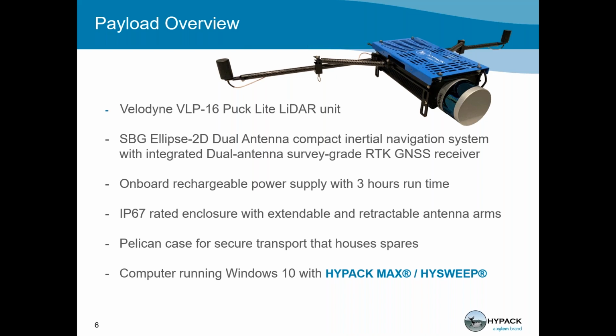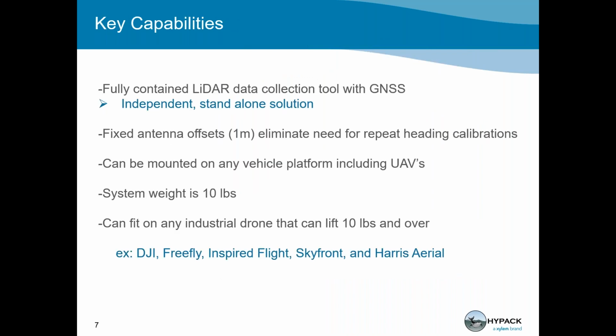As you can see, there are also antenna arms attached to the side of the unit, and those extend and retract. All of this comes in a Pelican case for secure transport that houses spares. And inside of the unit, there is a mini computer. It's a Pico 500, and it runs Windows 10 with HYPACK MAX and HYSWEEP. So you need a HYPACK MAX and HYSWEEP license to run the unit, and we've included it with the payload.